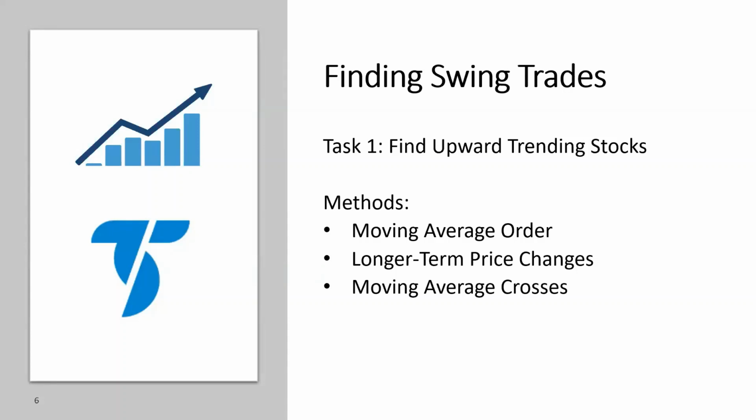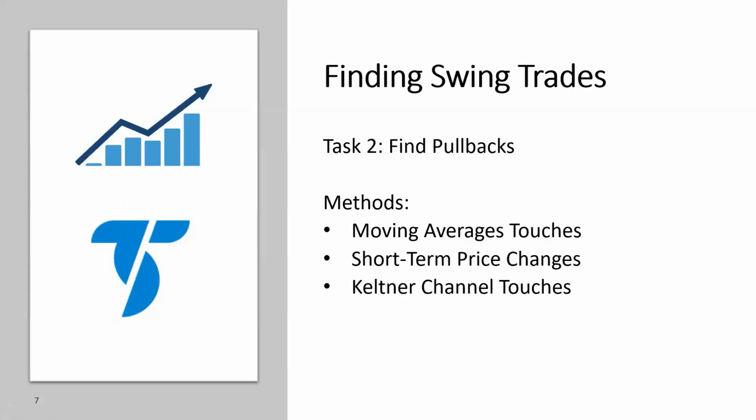And then the other thing is when you have a moving average cross, which can kind of tell you that the momentum has shifted toward the upside. Now, the other thing is we need to find pullback. So how do we actually find a stock that is trending upward but has pulled back? We can look for things that are touching their moving averages, things that are down in the shorter term, and things that are touching their Keltner channel.